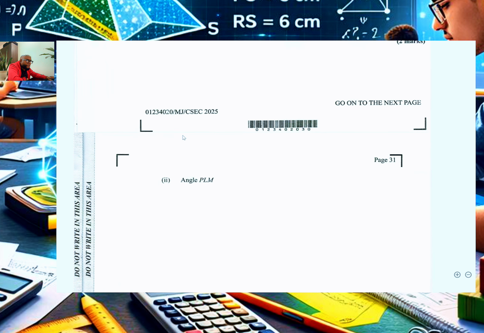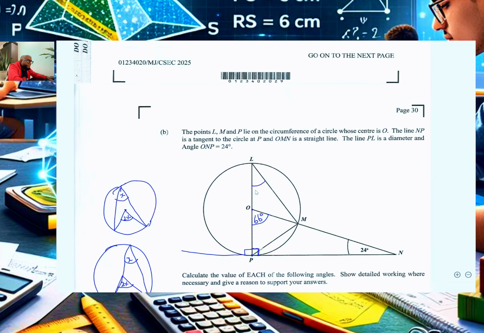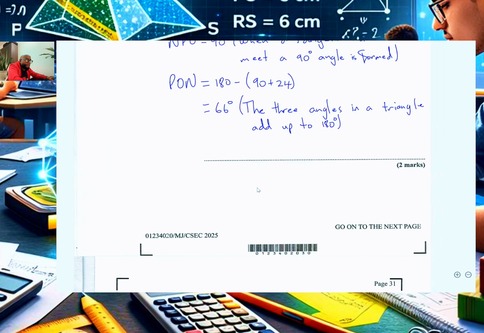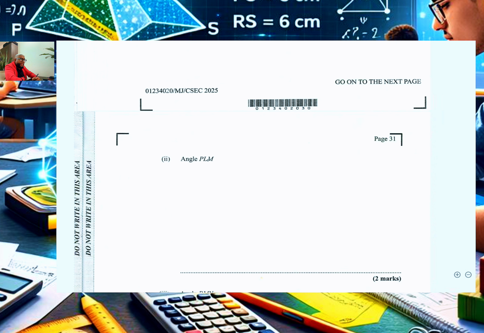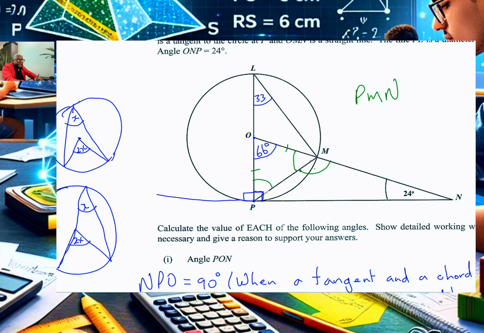So part 2 was to find PLM. PLM, P to L to M would be this angle up here. The theorem we're going to use here: angle at the center is twice the angle at the circumference. So if here is 66, up here will be 66 divided by 2. So PLM would be equal to 66 divided by 2, which is 33. And the reason will be angle at the center is twice the angle at the circumference. So in order to find PMN, I'm going to find OMP first, which is this angle here.